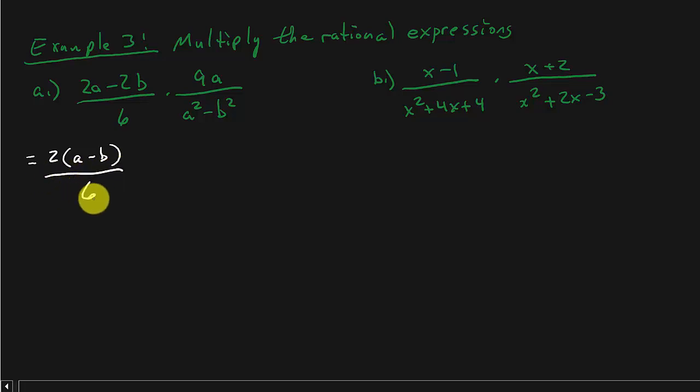All right, and so we've got a 6, and then times 9a over, and then this is the difference of 2 squares. That's a minus b times a plus b.